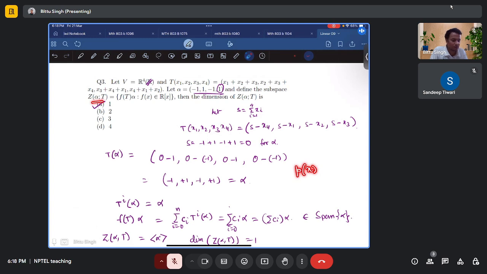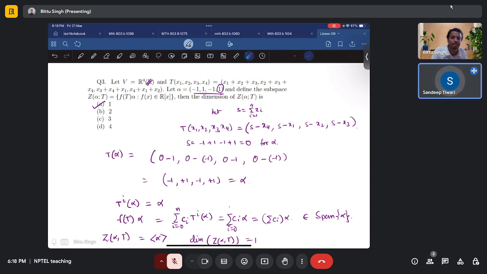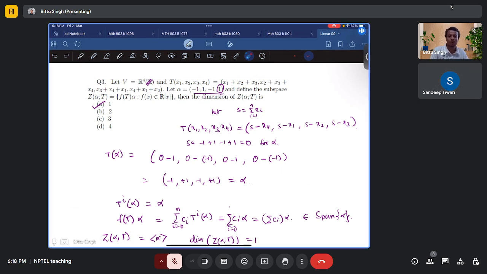Then the lowest degree polynomial actually gives the dimension of this Z alpha. So the degree of the minimal polynomial is the dimension of this cyclic space. Not the minimal polynomial itself actually, this is all such polynomials which annihilate this alpha.